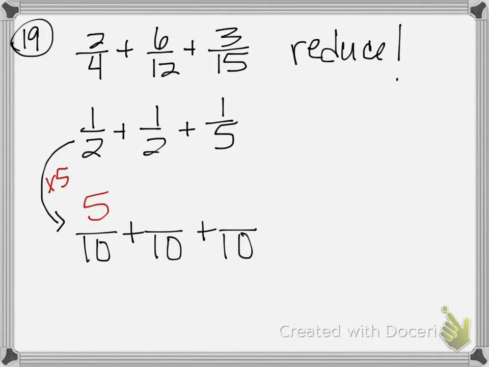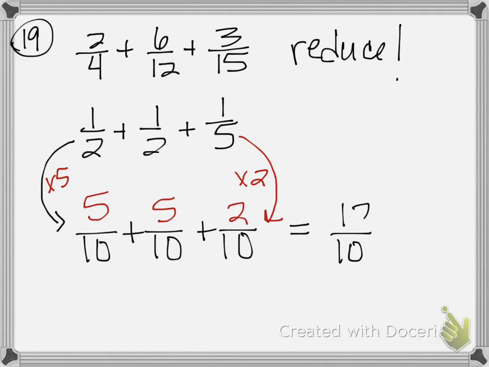Now, since it's 1/2 plus 1/2, I know automatically that's going to be the same thing. How do I get from 5 to 10? That's a multiplication of 2. So my new numerator is 2. Now that all my denominators are the same, all I have to do is add my numerators. 5 plus 5 plus 2. And that would be 12.